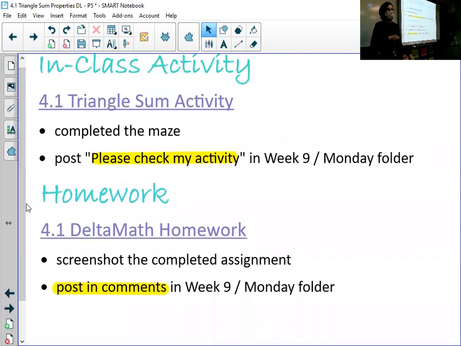I highly recommend that you do not get behind in this chapter. This is our very last chapter of this trimester. If you can stay on track with turning in all assignments on time, your grade will really boost, not only because you'll get all the points for the assignments, but also because you will do better on your test. All right.